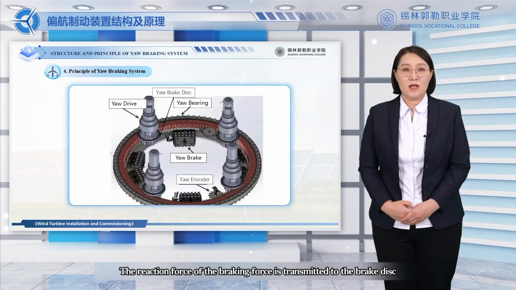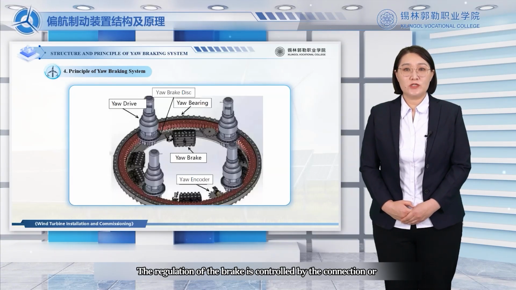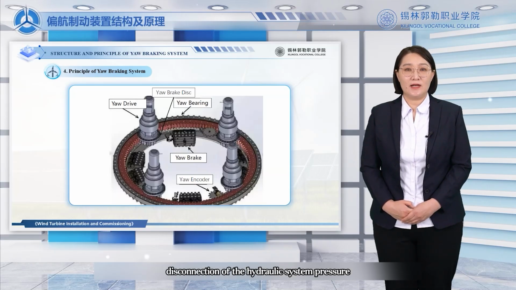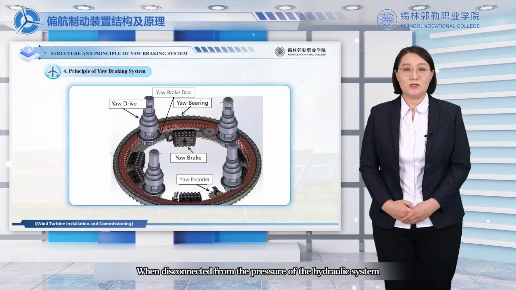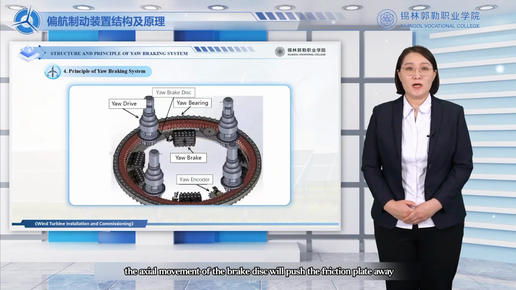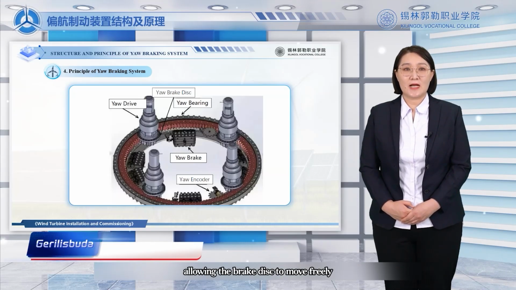The reaction force of the braking force is transmitted to the brake disc. The action of the brake is controlled by the connection or disconnection of the hydraulic system pressure. When disconnected from the pressure of the hydraulic system, the braking force disappears. The axial movement of the brake disc will push the friction plate away, allowing the brake disc to move freely.